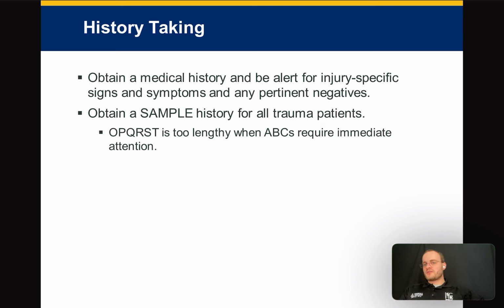History taking: obtain a medical history and be alert for injury-specific signs and symptoms and any pertinent negatives. Again, what are pertinent negatives? These are the things that are not there. Okay, so the patient has, I don't know, the patient has pain in the right foot, but there is no swelling, there is no bruising, right? And so that's a pertinent negative to say, yes, there is not. It's negative for the fact that they do not have swelling, they do not have bruising. But it's so that you're reporting the positive, yes, there's pain in the right foot, but there is not swelling or bruising, okay?